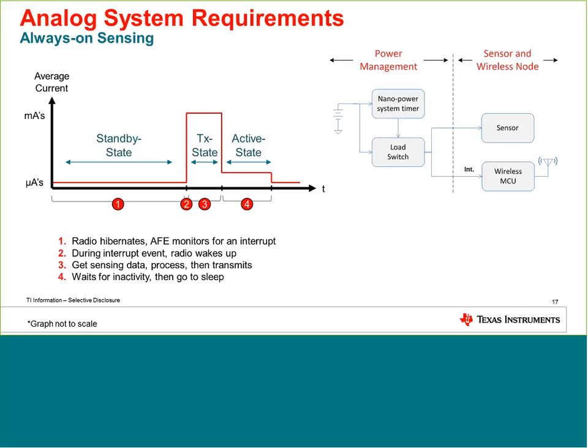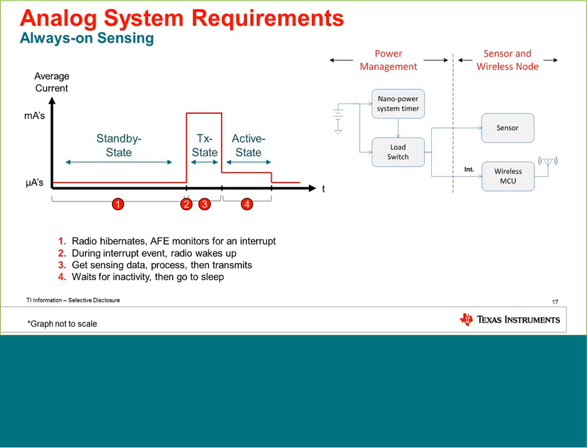So in this case, you can see on the right side the block diagram where we have a power management, and we have a nanotimer that is going to control the load switch. The nanotimer will be programmed that every second, for example, it will close the load switch and will provide power from the battery to the sensor and to the wireless block. So in the sense of the interrupt.